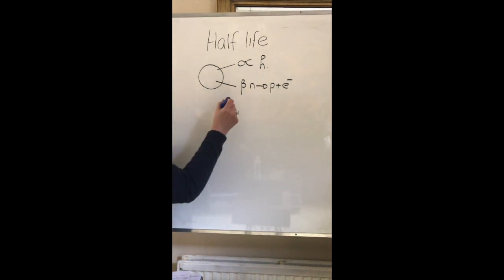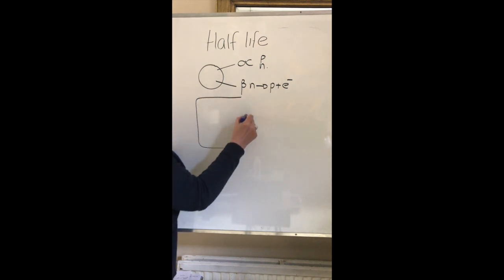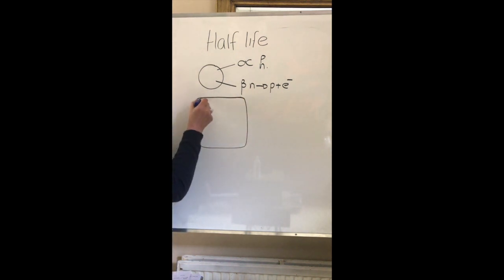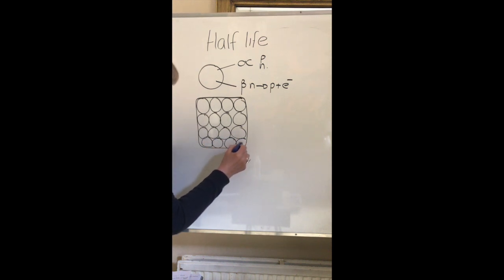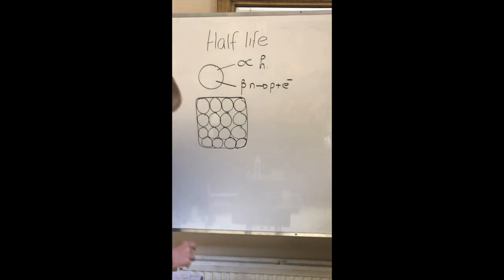Now I want us to turn our attention to a piece of radioactive material. So we've got a chunk of radioactive material here, let's call it uranium, and it's full of uranium nuclei. And what those uranium nuclei will do is randomly and spontaneously decay. Let's squeeze a few more in here at the bottom. So there's our chunk of uranium.